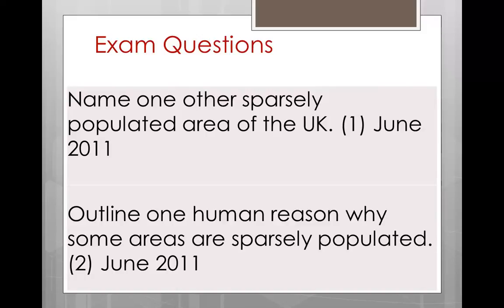So, key factors. One idea for the UK being sparsely populated is the Highlands of Scotland, that would get you 1 mark. One human reason why that area is sparsely populated: lack of transport links makes it difficult to get around, and the cost of living becomes higher because it's more expensive to get products in and out of the area, and that's then a developed idea. Hopefully this helped with your understanding of this issue.